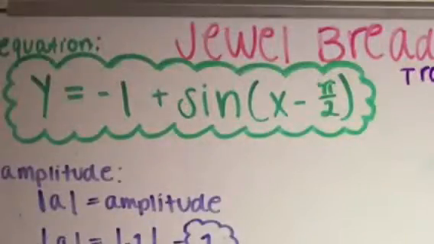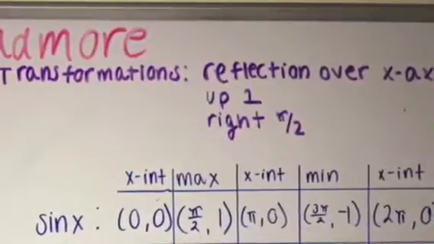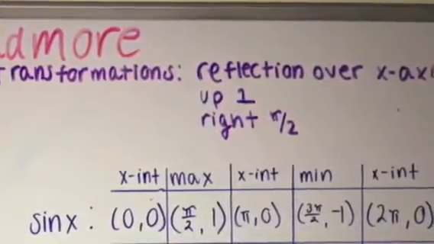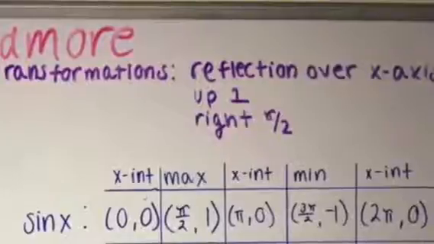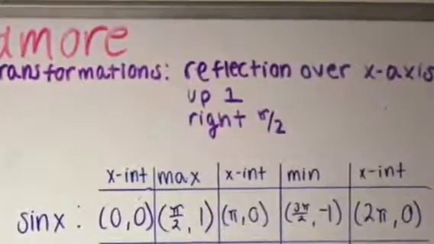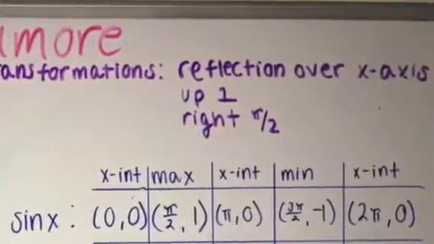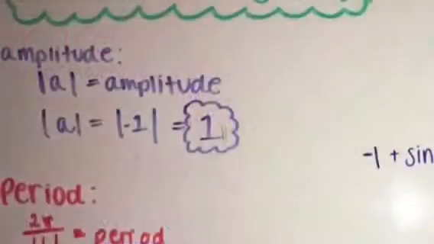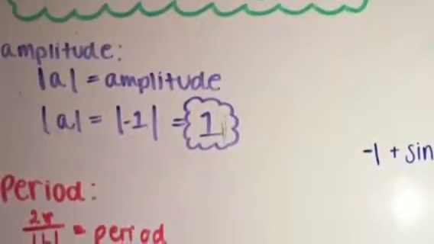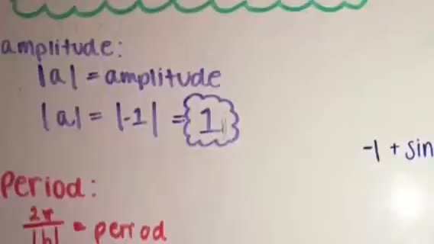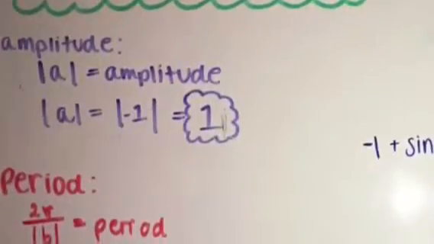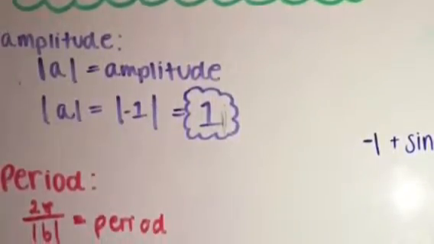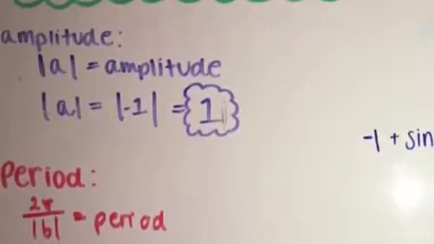My equation was y equals -1 plus sine (x minus pi over 2). The transformations from the parent graph to this graph are a reflection over the x-axis, up 1 unit, and to the right pi over 2. The amplitude is the absolute value of a. In this case, a is -1, therefore the absolute value of -1 equals 1.